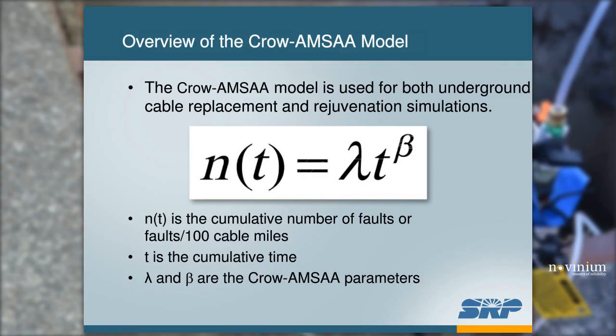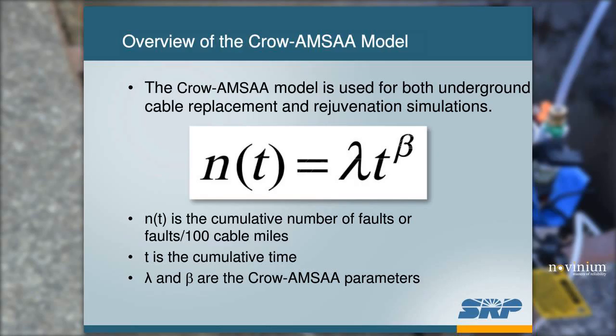Now I'd like to talk a little bit about the Crow-AMSAA model and why we chose this particular model to model cable faults. What you see on the screen now is the Crow-AMSAA model itself, and we use this both for cable replacement and rejuvenation simulations. The model looks at faults in terms of cumulative faults or cumulative faults per 100 cable mile versus cumulative time. And the lambda and the beta are basically the parameters that describe the fit of the equation to the data.